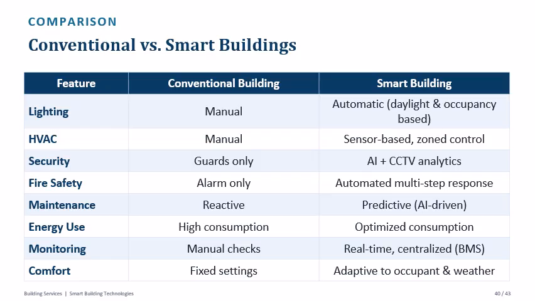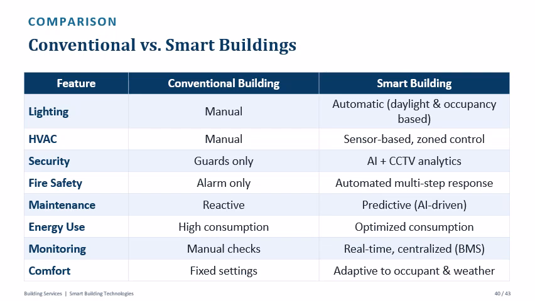In security, the conventional building uses guards, and in smart buildings, AI plus CCTV analytics. In terms of fire safety, conventional buildings have only alarms, and smart buildings have an automated multi-step response. And in terms of maintenance, in a conventional building it is reactive, but in a smart building it is predictive, that is AI driven.